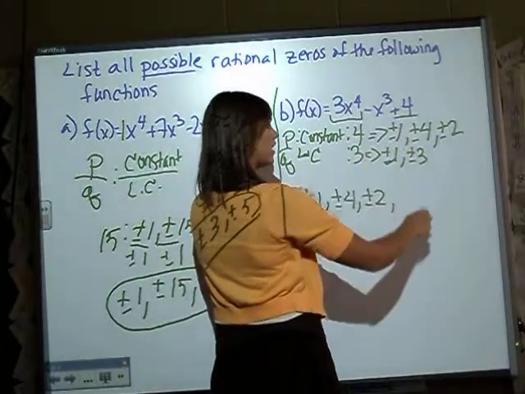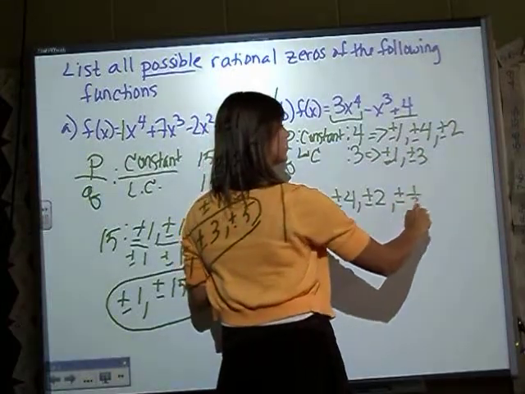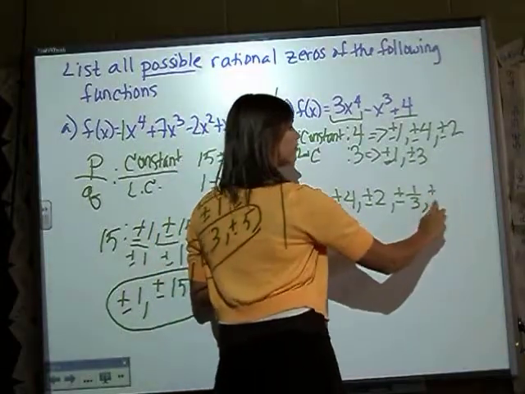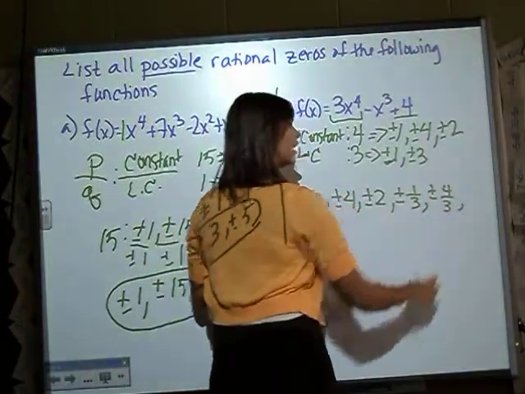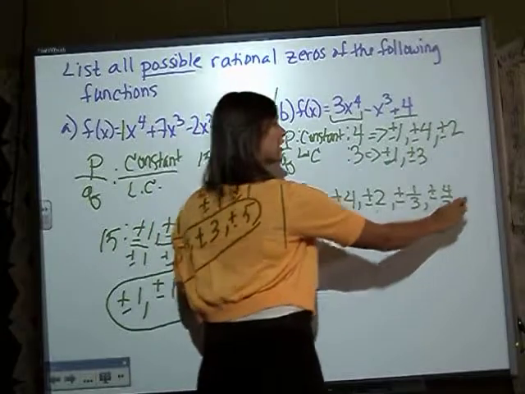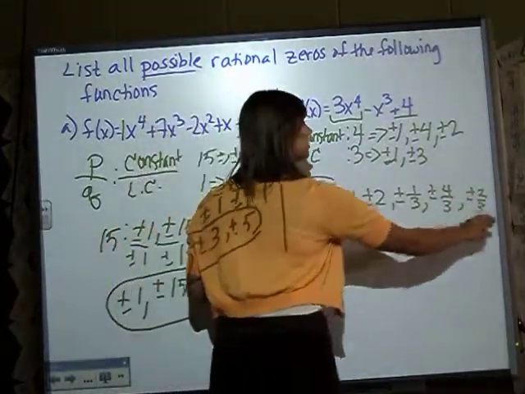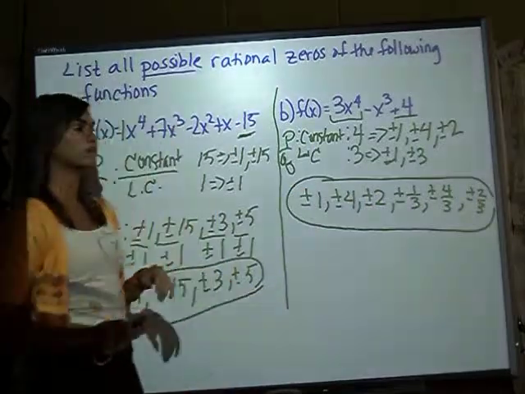So if we take 1 divided by 3, we're going to get plus or minus 1/3. If we take 4 divided by 3, we're going to have plus or minus 4/3. And if we take 2 divided by 3, we're going to get plus or minus 2/3. Okay, so now these are all possible zeros.